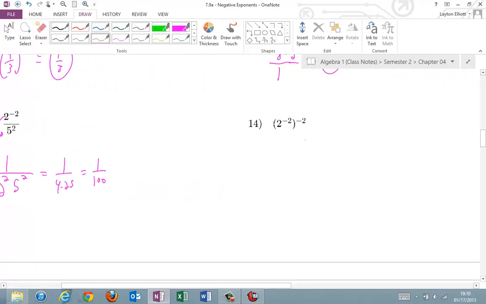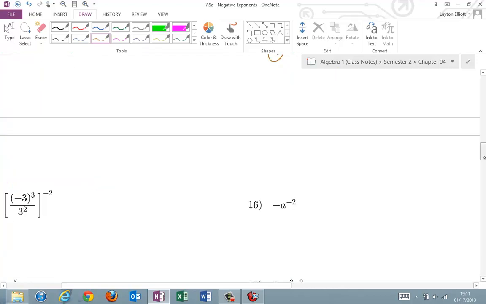Number 14, we don't want to flip-flop or do popcorn twice. What we want to do is go back to the rule of number 3. This is the power of powers, which says that when we raise an exponent to another exponent, we multiply the exponents. 2 to the negative 2 to the negative 2 is 2 to the negative 2 times negative 2. Negative 2 times negative 2 is 4. 2 to the 4th is 16.